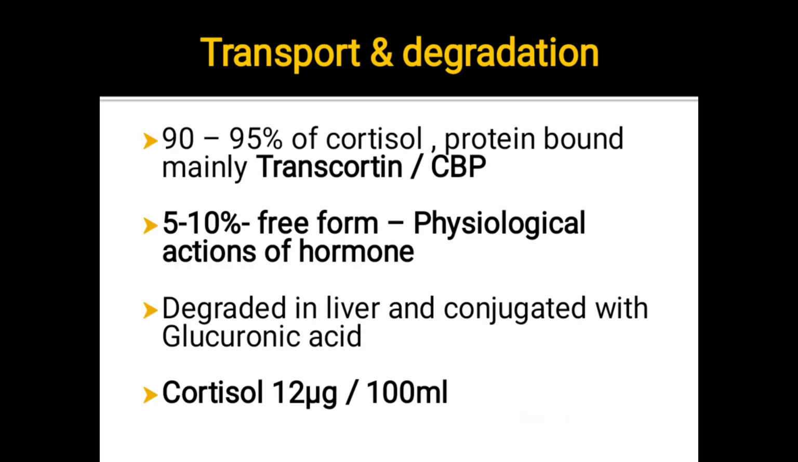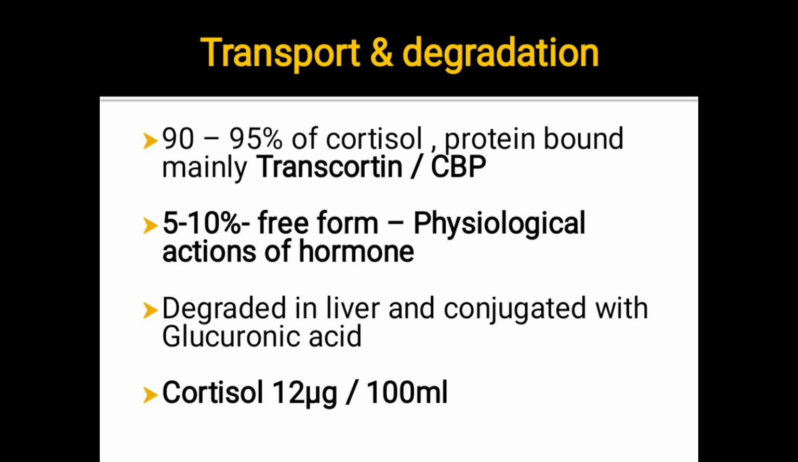In the plasma, cortisol circulates in two forms, that is, in the bound and the free form. The free form is very small, only 5 to 10%, and this is responsible for the physiological actions of the hormone and the negative feedback regulation of the ACTH. The remaining 90% is bound to proteins called the cortisol binding globulin, otherwise called transcortin. This is a glycoprotein produced by the liver.